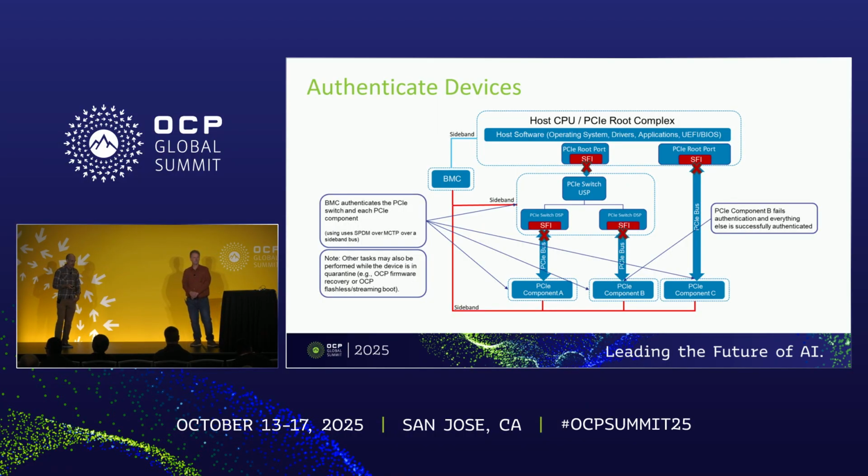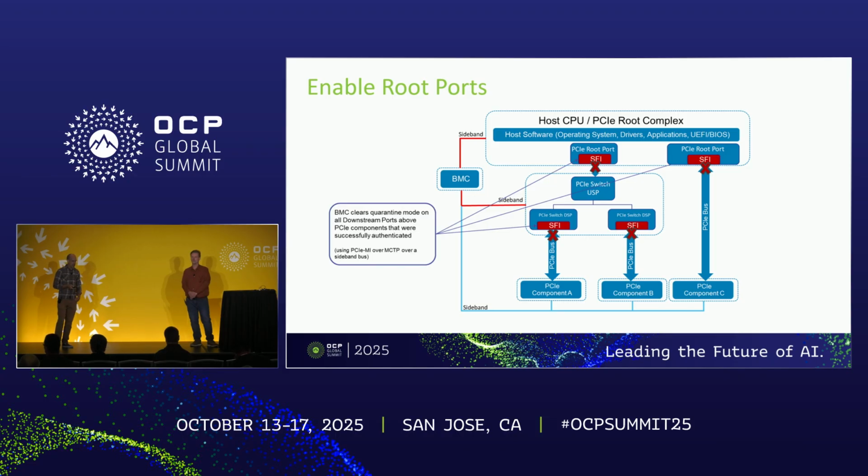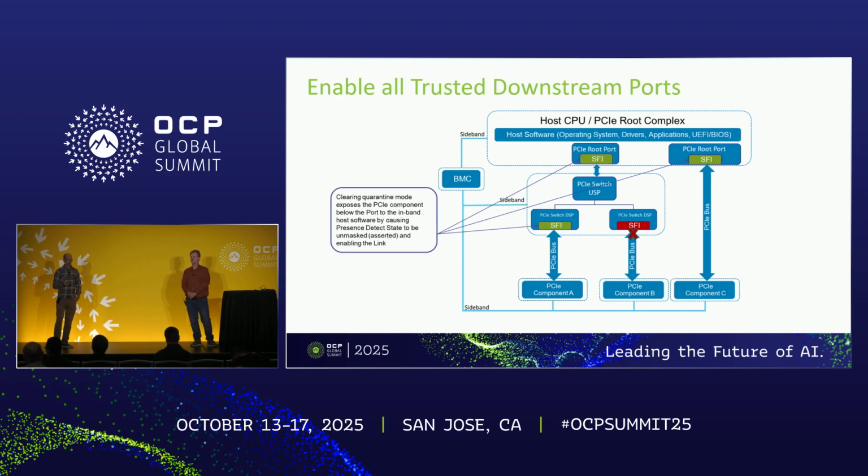user. In this case, we're going to carry on, and we're going to have the BMC go and clear the quarantine mode, but only in the ports above the devices that were successfully authenticated. It's going to do that by issuing PCIe MI over MCTP commands to the SFI registers in all of those ports. And when it does that to clear the quarantine mode, the PCI links will be enabled, the presence detect state will be unmasked, and then the system can gain access to those devices as normal.